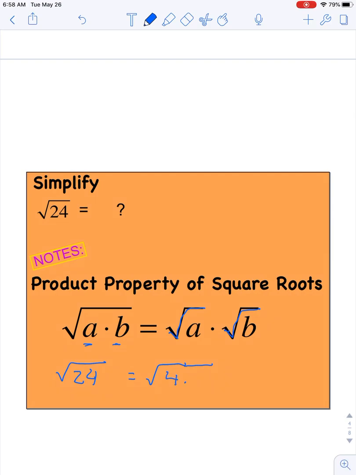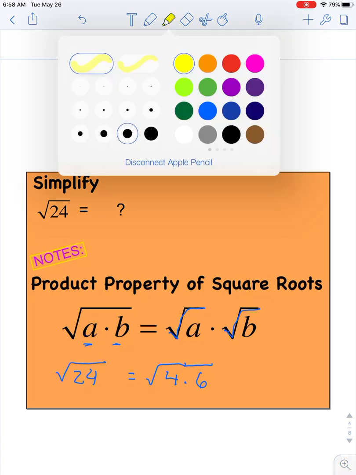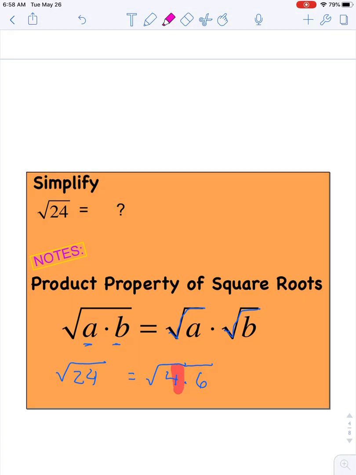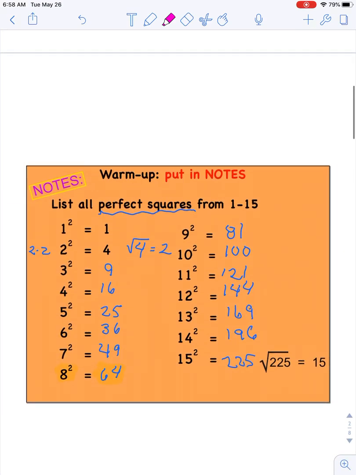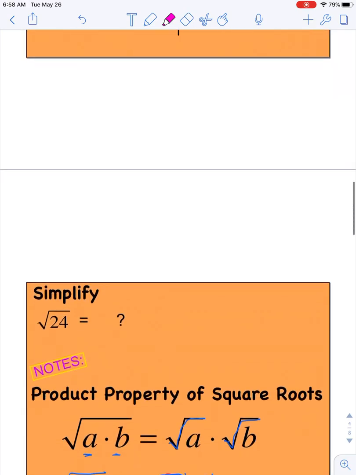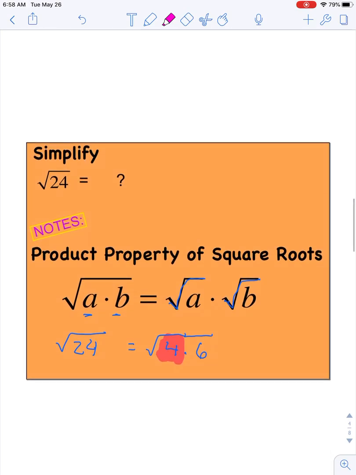But what we're going to look at is breaking it down so that one of the numbers, this 4 right here, is a perfect square. And if we go back to that list, 4 is a perfect square. So we're always going to look for one of those numbers to be a perfect square. And why? Because then when we take the square root of 4, we get 2.